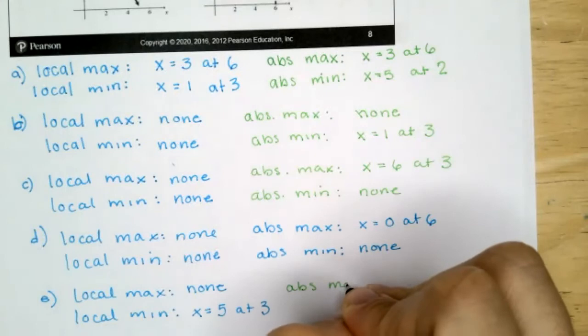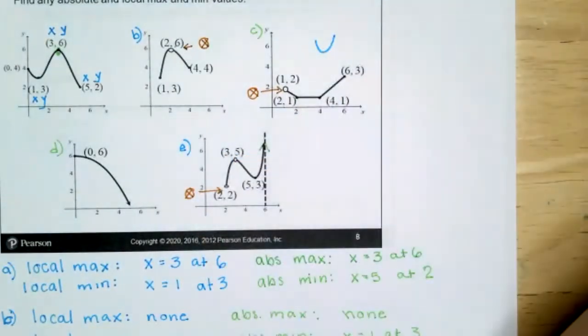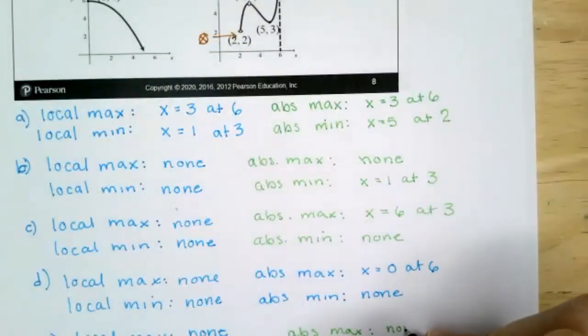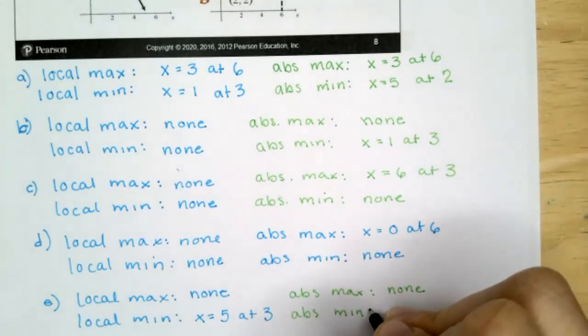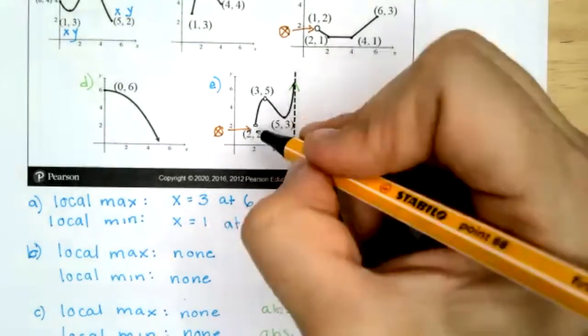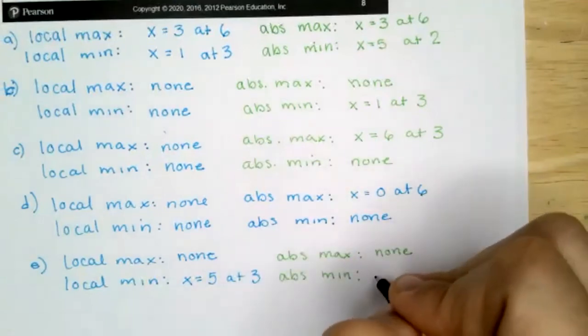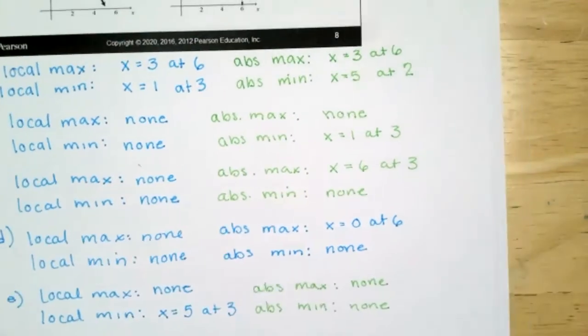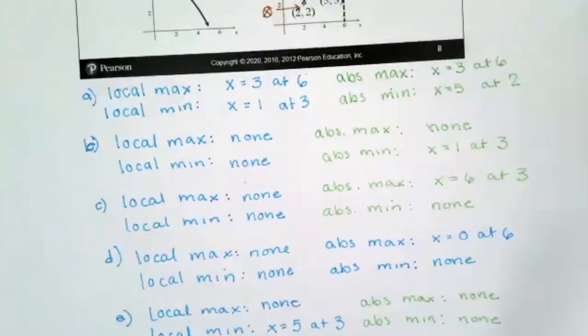My absolute maximum. You see this? This is an arrow, so I don't have an absolute maximum. Absolute minimum. I know it's close to 2,2. I know it's not 2,2, but I don't know what it is, so I can say none. So there are many reasons why you cannot find the information they ask you to find. Be confident when you say none.